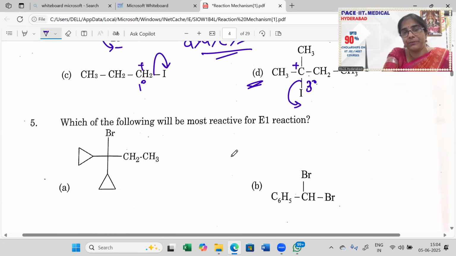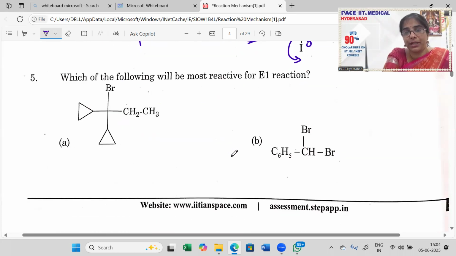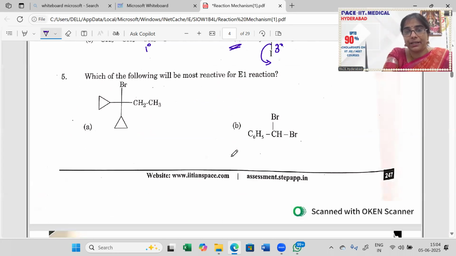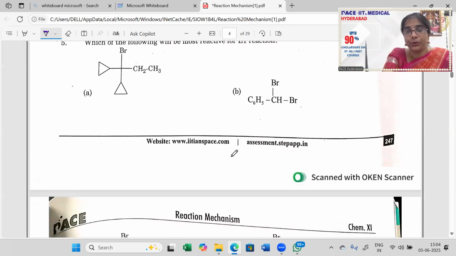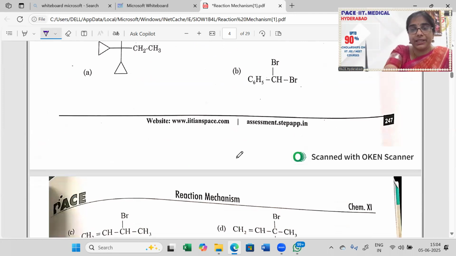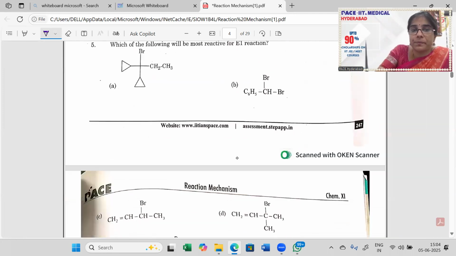Next, which of the following will be most reactive for E1? So as you can see, cyclopropyl groups are very good groups, stabilizing the positive charge. So bromine comes out, see, this becomes positive. You have 2 cyclopropyl groups on the positive carbon, which gives a better carbocation.